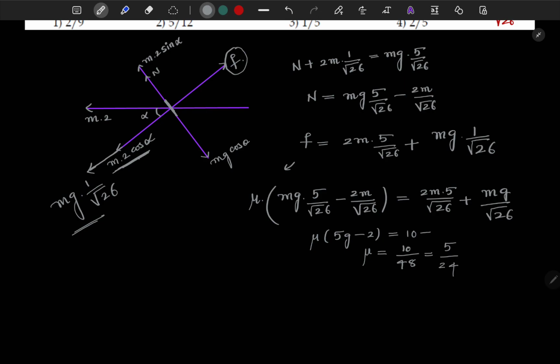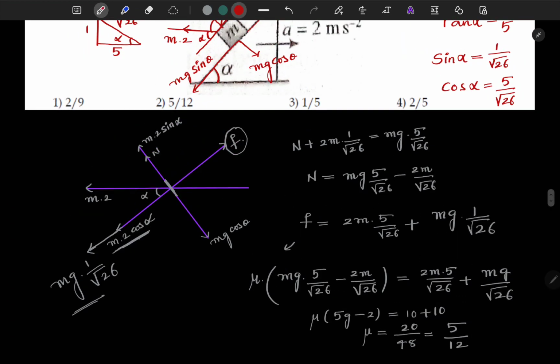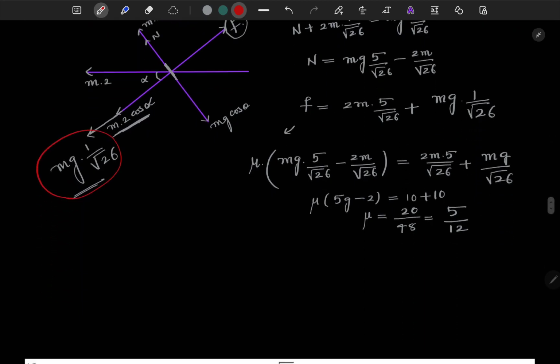Then when you cancel m by root 26, you can just check it. I'm doing it perfectly here. M by root 26 got cancelled. So 2 fives are 10 and g is also again 10. So that means here I'll get 20. Okay. Yeah, we got it. So 20 upon 48. So this is 4 fives 20, 4 twelves 48. So the answer is 5 by 12, which is option 2. I forgot to take this mg sin theta. Kindly reconsider it.